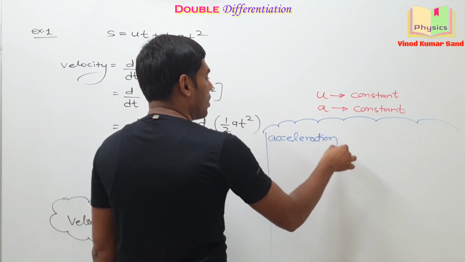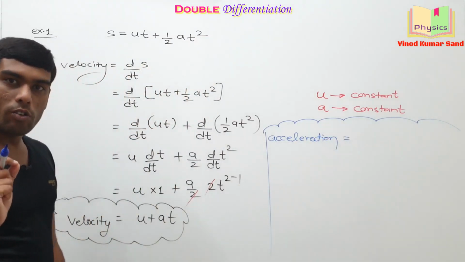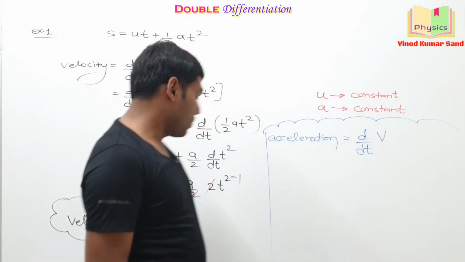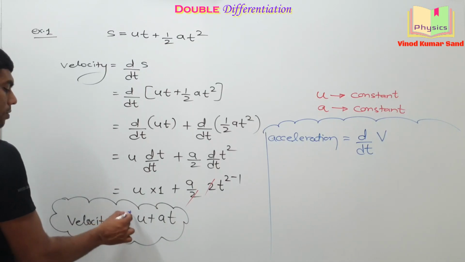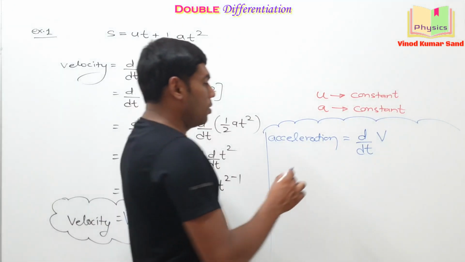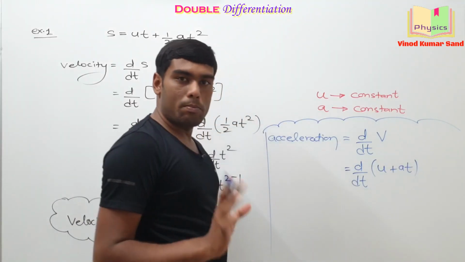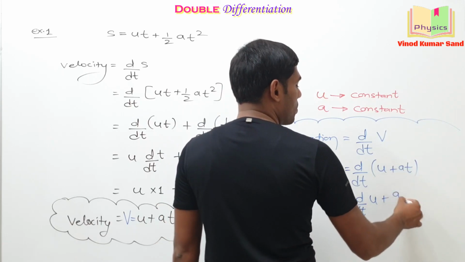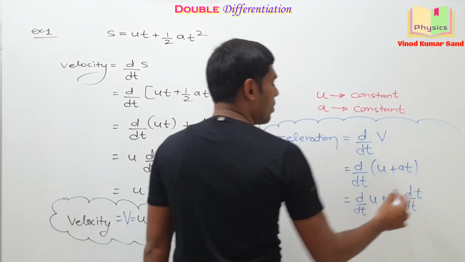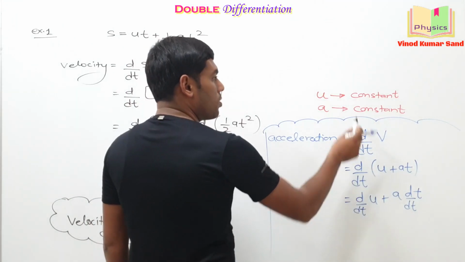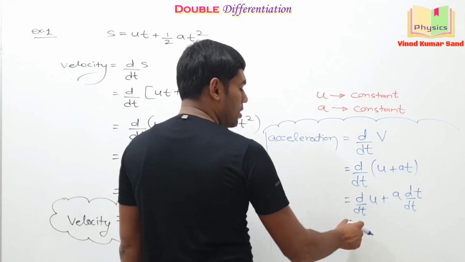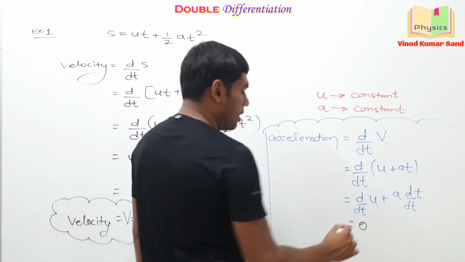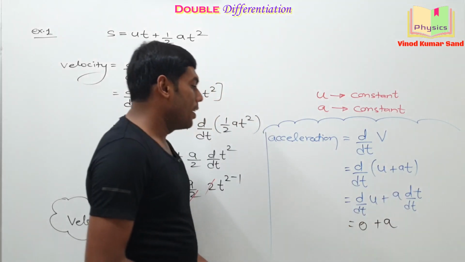The acceleration is the rate of change of velocity. It means d by dt of v. This is your velocity v. Okay. Now putting up the data, we can simplify it. D by dt of u plus a is a constant taken outside, d by dt of t. U is a constant according to the given data. So this differentiation will become 0 and d by dt of t will become 1. So you are left only with the a.